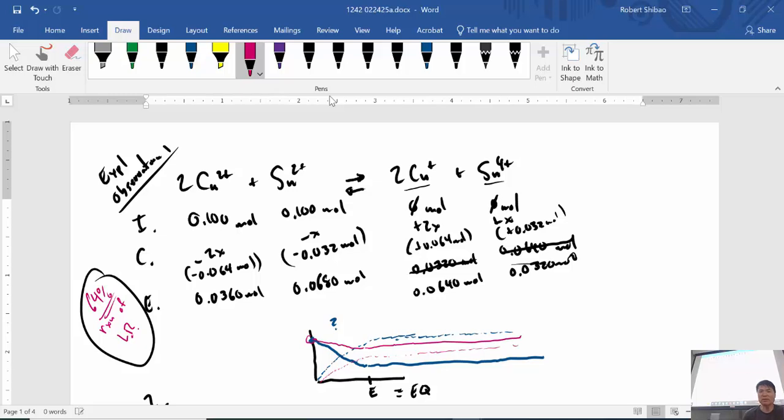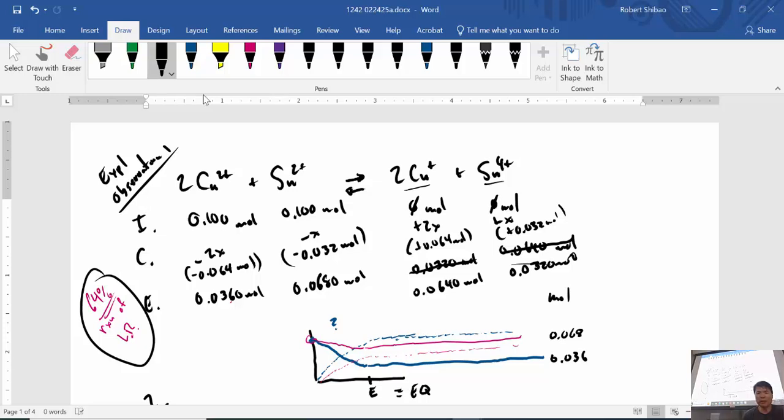So let me see if I have this to scale. We have 36 for the copper 2 plus. So this is going to be 0.036, or just 36, for the moles. And then for the tin 2, we drop down to 68. And so this will be 0.068. Okay, these are the reactants here at the end.